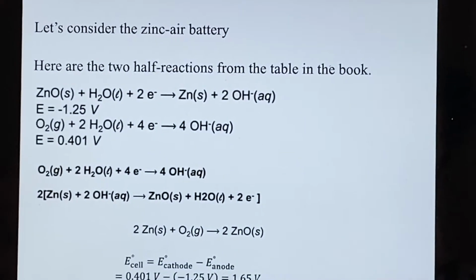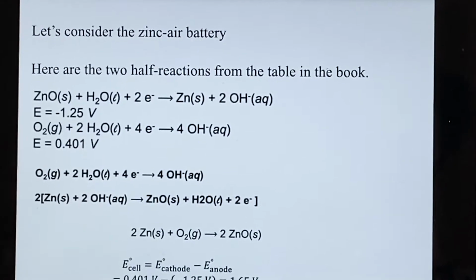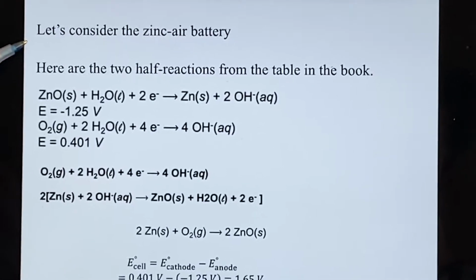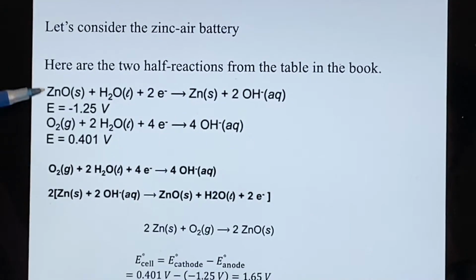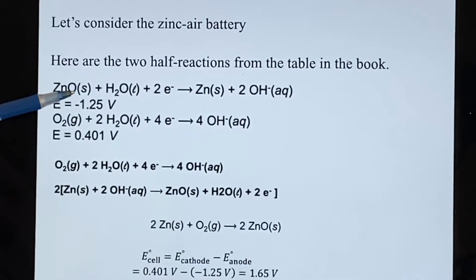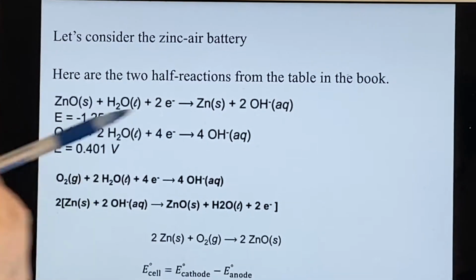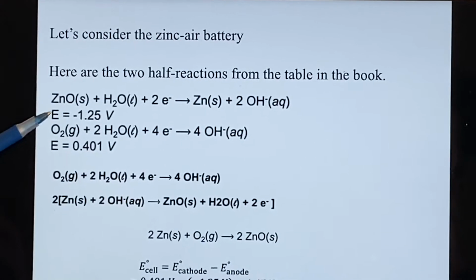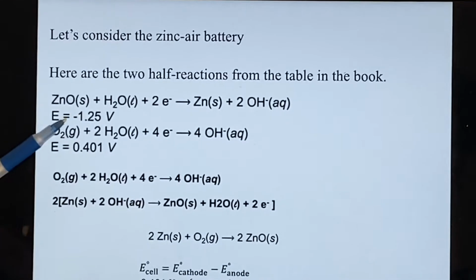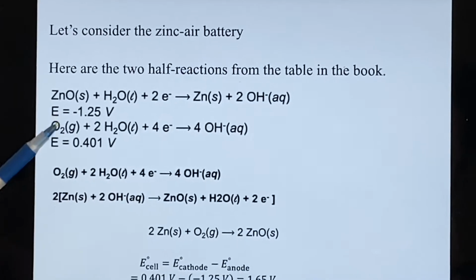Here's another wonderful battery, the Zinc-Air Battery. There's 2 half reactions. We go and we look them up. Here's the zinc oxide turning into pure zinc, and there's a voltage associated with that. It's negative.